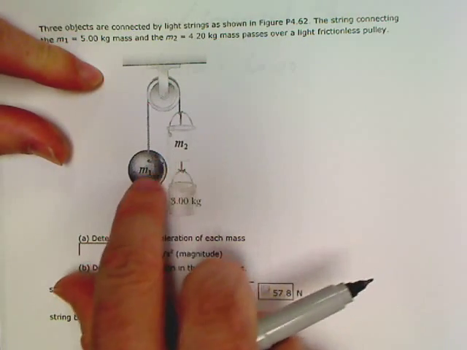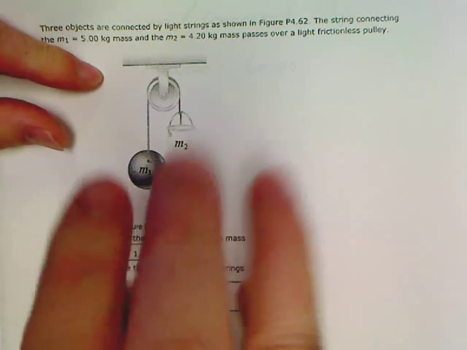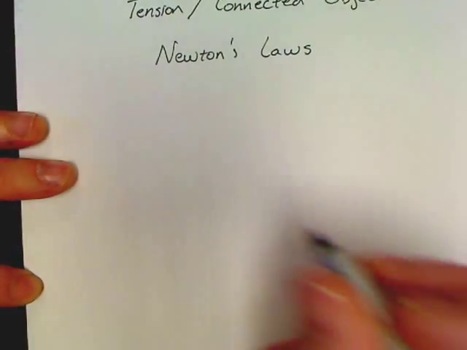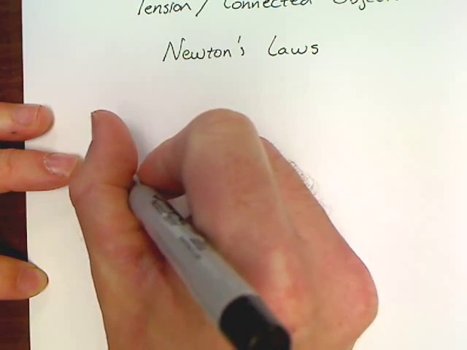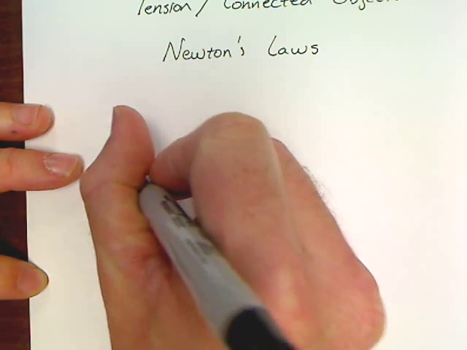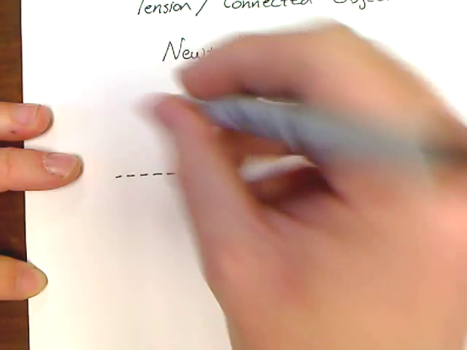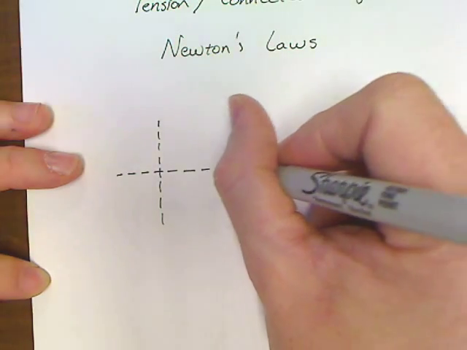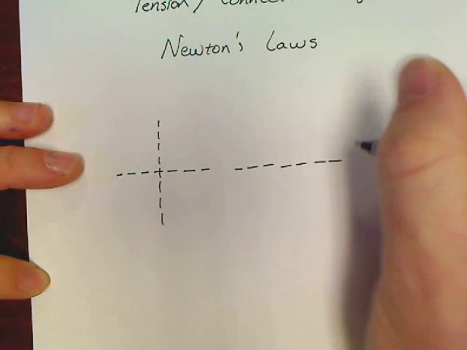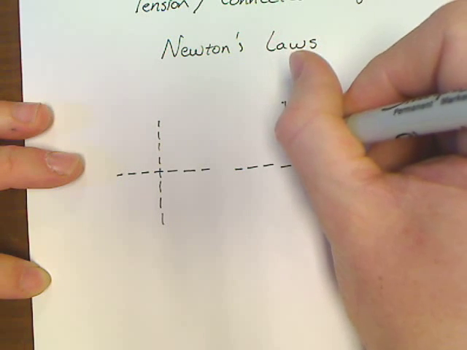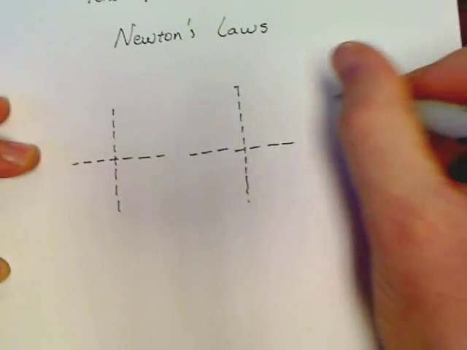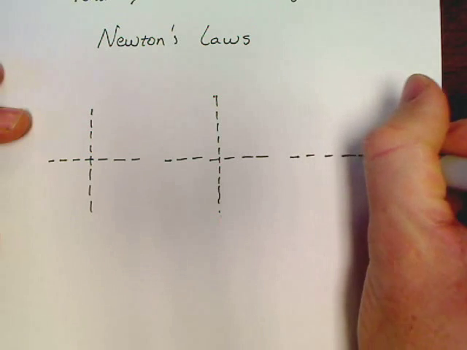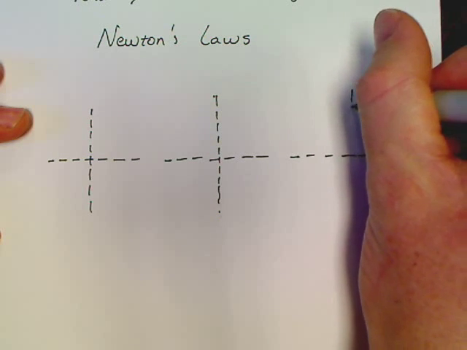Now, here's the thing. You've got 1, 2, 3 masses. That means I need 3 free body diagrams. So that's what I'm going to do first. I'm going to first start out by drawing 3 free bodies. And then for every free body diagram, I'm going to go back and do a sum of the forces on each one of those. So here's 1, there's 2, and, whoa, I'm getting really crooked here. And here is my third free body diagram.